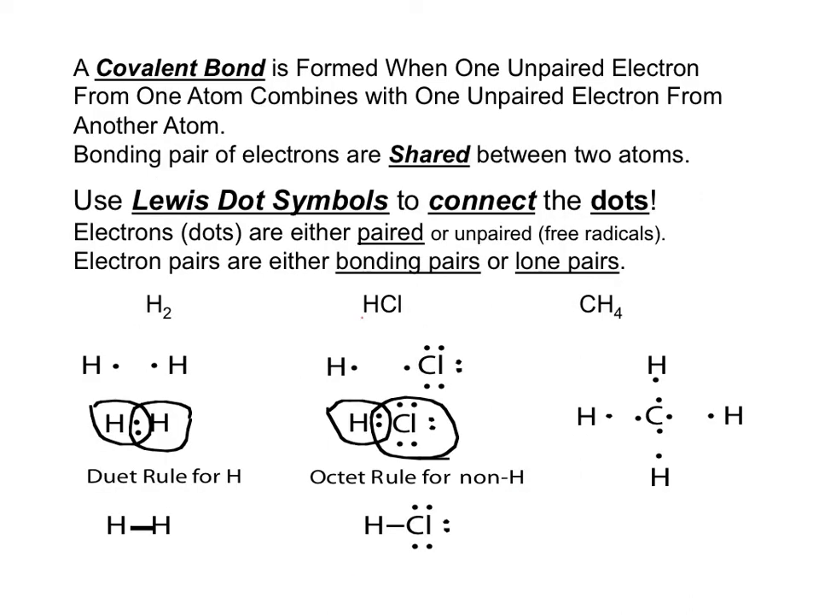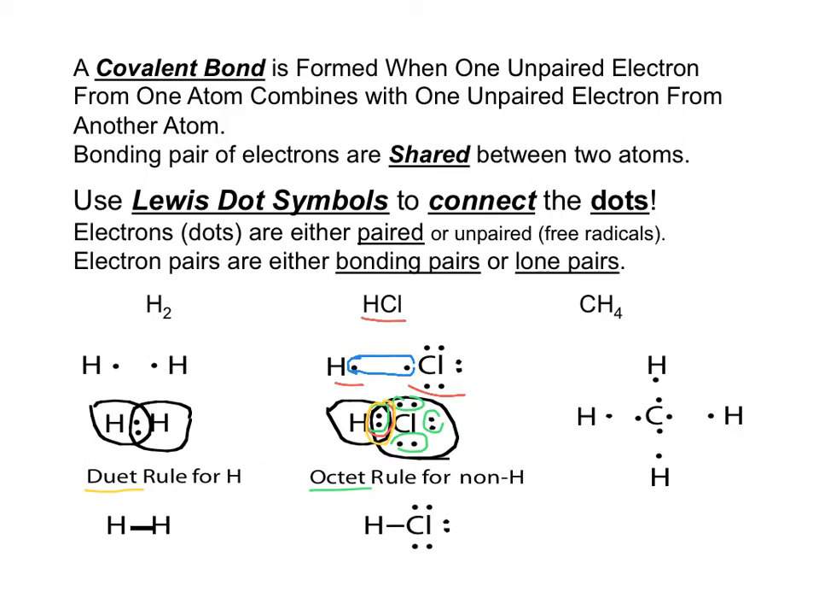For hydrogen chloride, H has 1 valence electron, chlorine has 7. A covalent bond forms when 1 unpaired electron from hydrogen combines with 1 unpaired electron from chlorine. That bonding pair of electrons is shared between the H and Cl. Chlorine now has 8 electrons around it, which gives it a completely filled shell. That's the octet rule. Hydrogen has 2 electrons around it, which gives it a completely filled shell, the 1s atomic orbital. That's the duet rule for hydrogen.